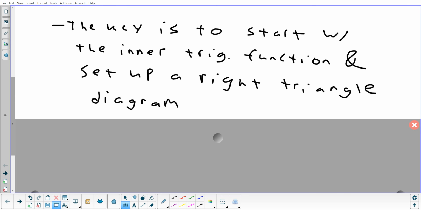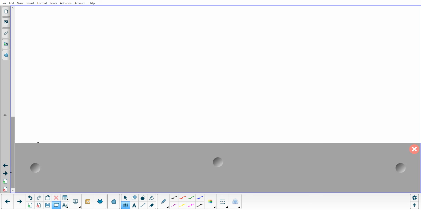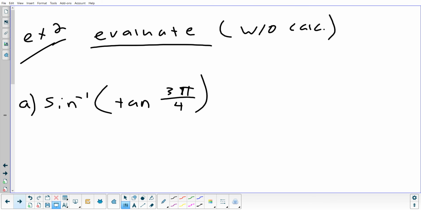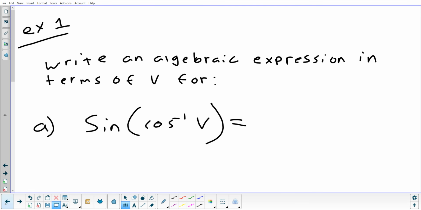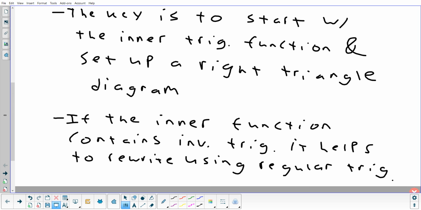Now, for the inner trig function, there's really 2 main types or 2 categories of problems you could have. The inner trig function can have inverse trig in it, or the inner trig function can be a regular trig function. If the inner trig function has inverse trig, like it does there, it's helpful to rewrite that in terms of regular trig. How do we do that? Well, we learned yesterday how to cancel out inverse trig. If you have inverse sine, you can cancel it out with regular sine.